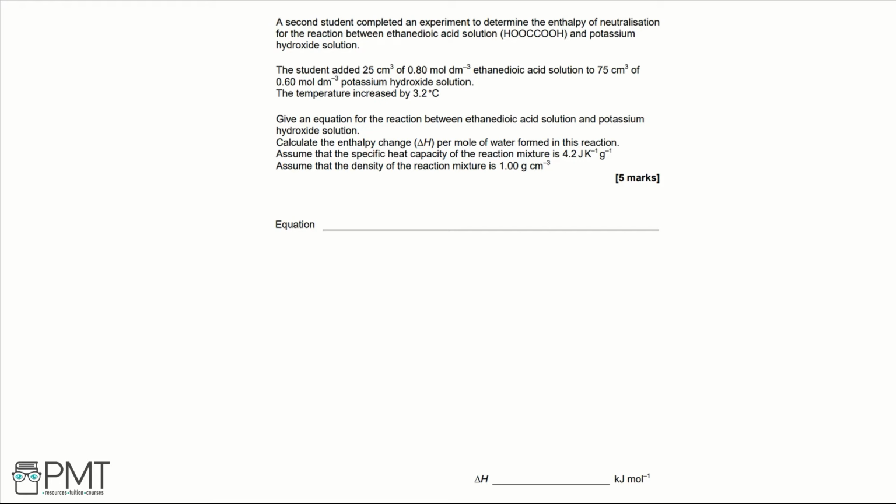Let's start by highlighting the key pieces of information in this question. So that's the volume and concentration of ethane dioic acid solution, the volume and concentration of potassium hydroxide solution, the temperature increase, also that we want to calculate the enthalpy change per mole of water formed in the reaction, the specific heat capacity and the density of our reaction mixture.